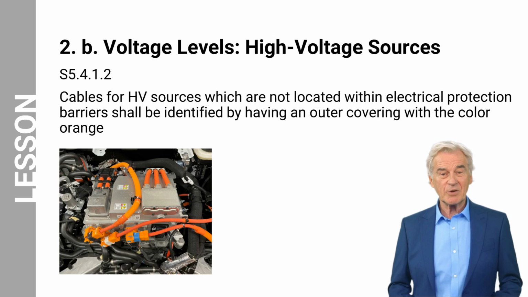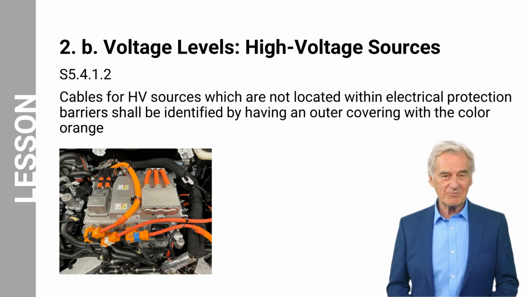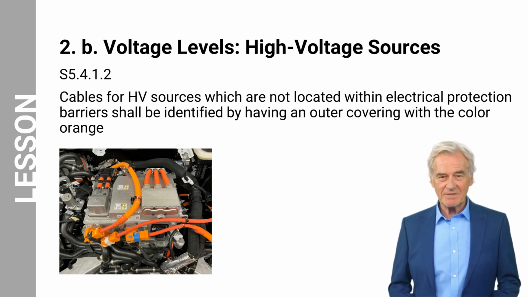S5.4.1.2 is part of the Federal Motor Vehicle Safety Standard, FMVSS, 305, specifically addressing electric-powered vehicles and their safety requirements related to electrolyte spillage and electrical shock protection. This regulation outlines various standards for electric vehicles, including the mandatory use of orange color for high-voltage cables that are not enclosed within electrical protection barriers. This color coding serves as a clear and immediate visual warning to individuals working on or around the vehicle.